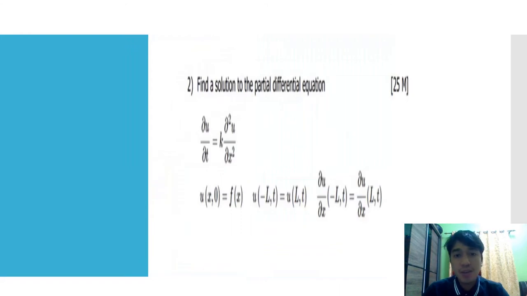Okay. Today I'm going to present this question, and we will solve it together. I'm going to show you how I solve this question. So the formula given is du over dt is equal to k d squared u over dx squared. As you can see, this is the formula.